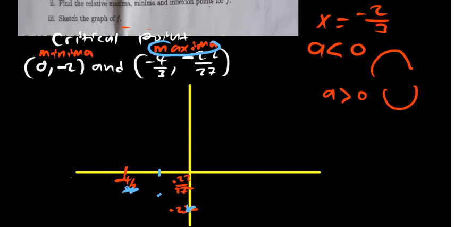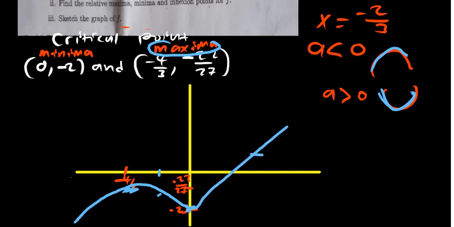So this graph will come like this. Because this is a minimum, it has to curve like that. This is a local maximum, it has to curve like that. So it will come from there, at this point, going there, going there. That is your graph of f of x equals x to the power 3 plus 2x squared minus 2.